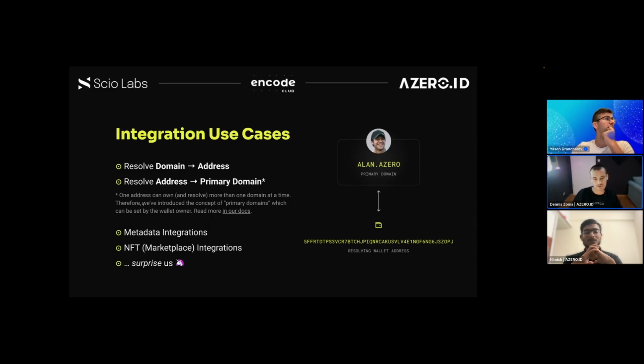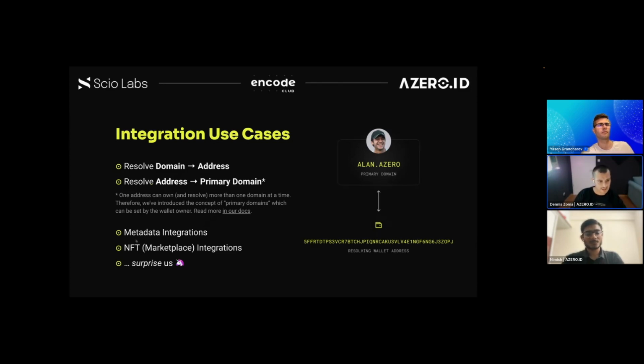So if you want to use Dennis.AZERO as your primary domain, as your Web3 identity, and if you connect to a dApp you want to have it in the upper right corner, then you have to do this manually or proactively. So if you're resolving an address to a domain, just make sure, also when trying stuff out, to define the domain as your primary domain. And you can only get one primary domain, obviously, as multiple would not make much sense.